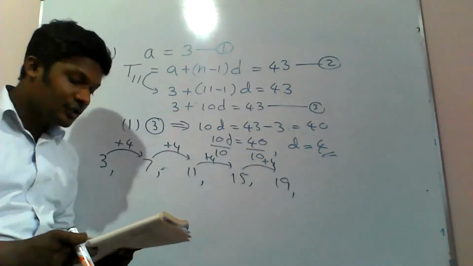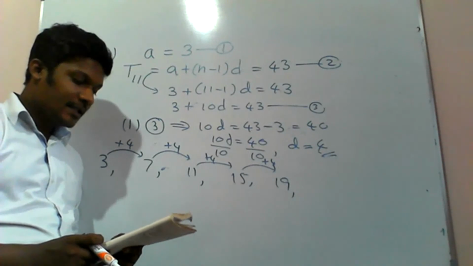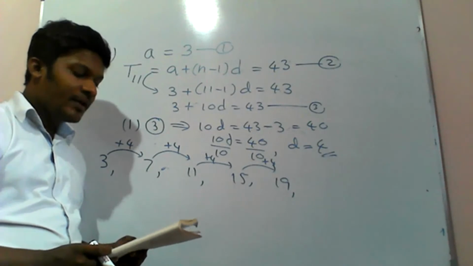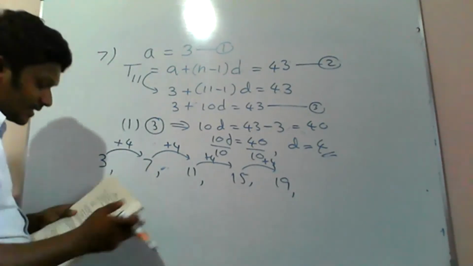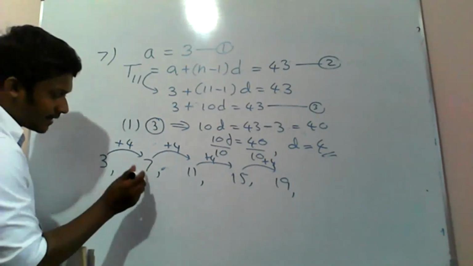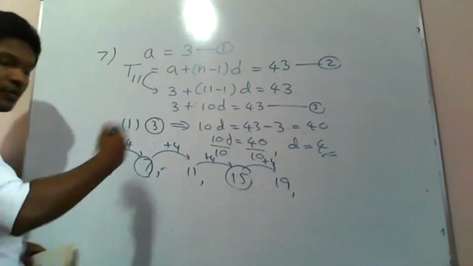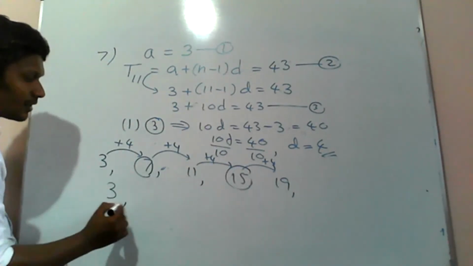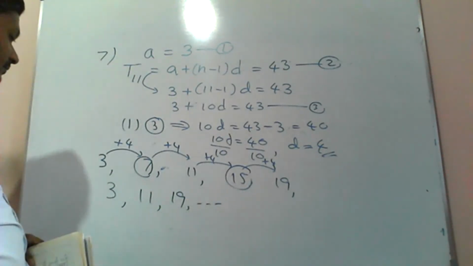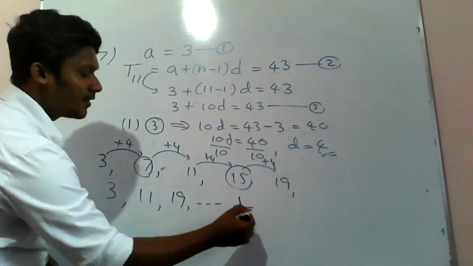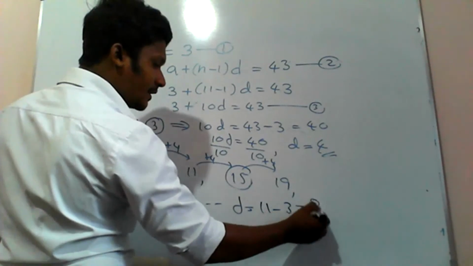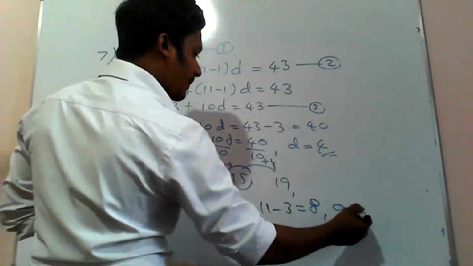But removing the even positions, find the sum of the arithmetic progression obtained by removing the even positions of the progression. The even position is the second term, right? What are the even positions? 7, 15, like that. Remove the even positions. Then the new progression is 3, 11, 19, and so on. What is the common difference of this progression? 11 minus 3, answer 8. And the first term is 3.